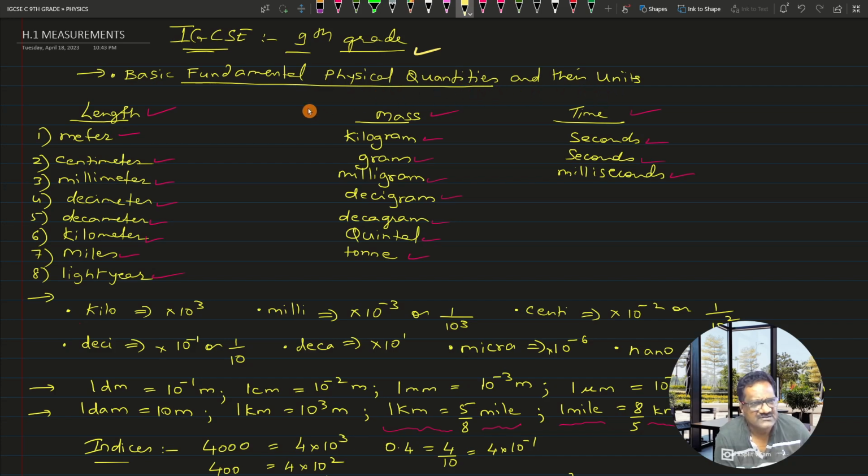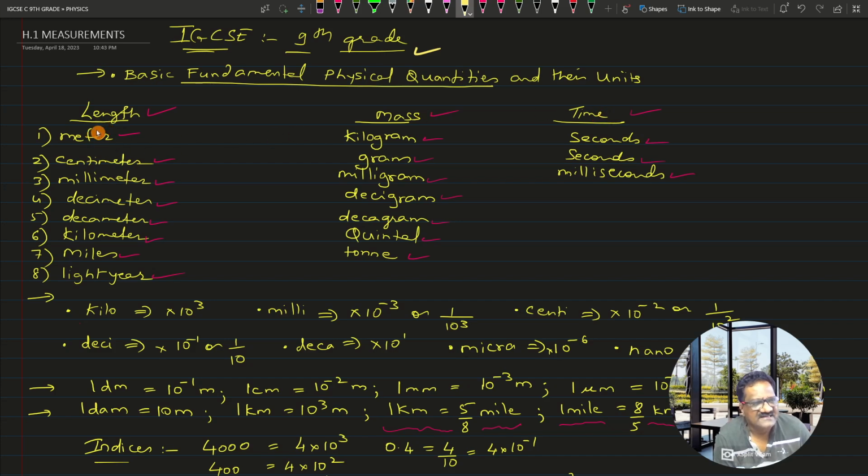Physics is nothing but the study of physical quantities, their measurement and all that. Any physical phenomenon will have some physical quantities involved in it, and physical quantities are quantities which are measurable, and they will have some units. So let us talk about some physical quantities and their units. The fundamental physical quantities are length, mass, and time. These are the three fundamental physical quantities.